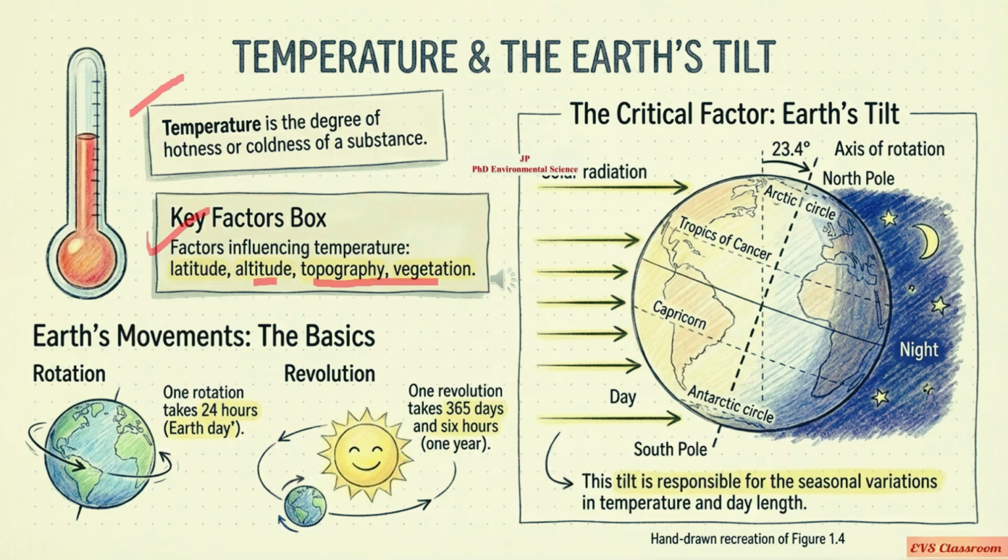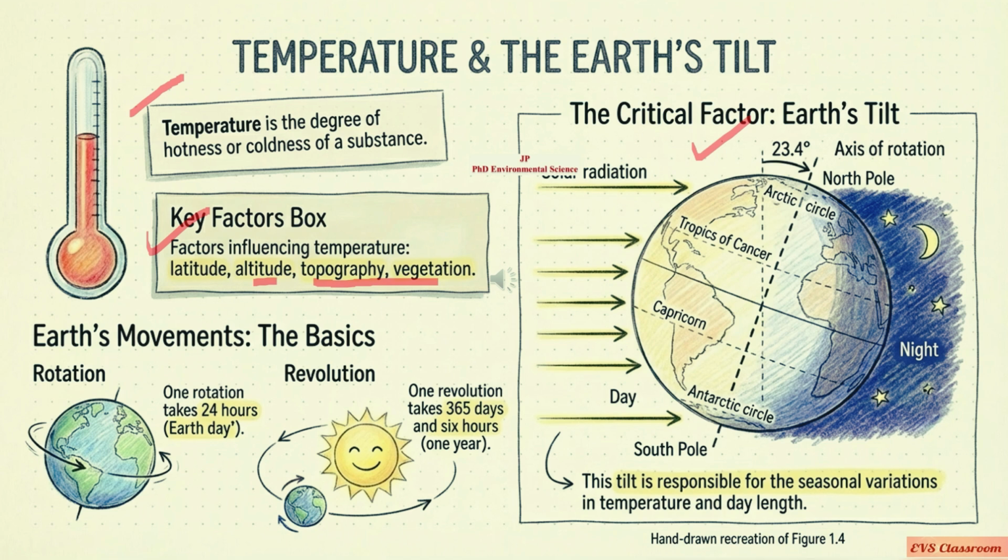Then movement of the earth. Earth spins on its axis, which causes day and night. Then revolution: Earth moves around the sun, which causes seasons. Earth's axis is tilted, it is not straight, and this tilt causes unequal heating of the hemispheres. This tilt is responsible for seasonal variations. When one hemisphere gets direct sunlight, there it would be summer, and the other hemisphere gets slanting rays, so there it would be winter.